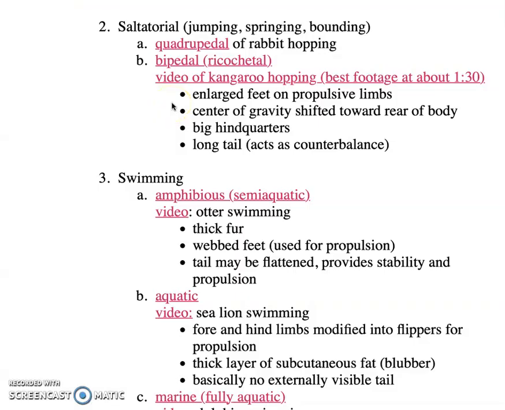So there are particular anatomical specializations that are associated with this form of locomotion. The first thing that we see is that the hind limbs, which are where the major pushing energy comes from, are very, very enlarged. They're longer, they're wider. Also, we see that the center of gravity of the animal is shifted towards the rear of the body. So they tend to have small shoulders, small front legs, and very large hindquarters, very large muscles in their hind legs, and very large hind feet. And then in the ricochetal species especially, we see a long tail that acts as a counterbalance.